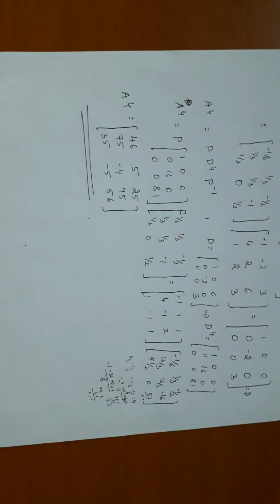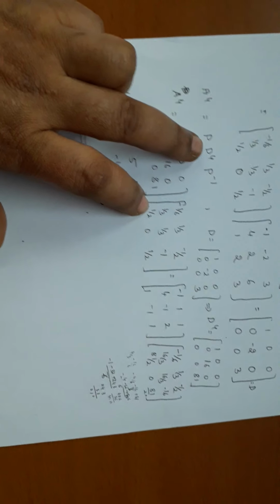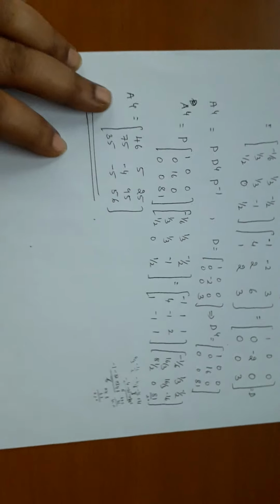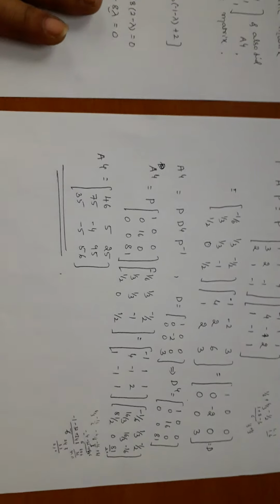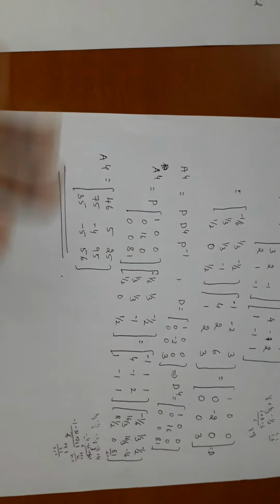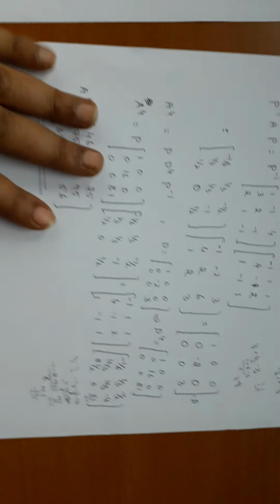How to find A power of 4? A power of 4 is nothing but P into D power of 4 into P inverse. Just take the diagonals and raise them to the power 4, then multiply, and we get A power of 4. Now I have completed all three types of how to diagonalize: symmetric, symmetric with repeated eigenvalues, and non-symmetric matrix.